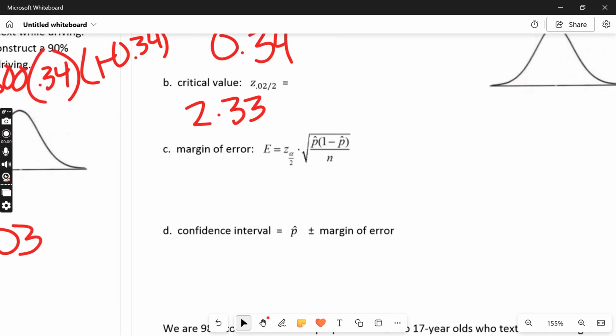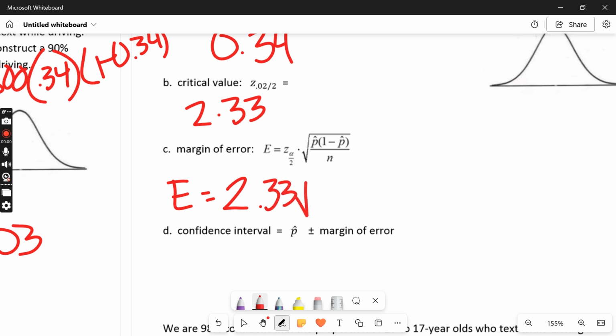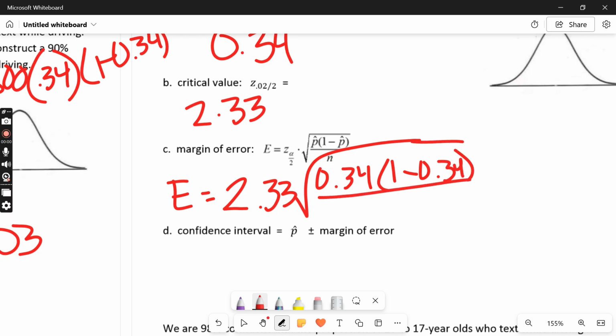Okay, my margin of error, I'm going to have to fill that back in. So it's going to now be 2.33 times the square root of 0.34 times 1 minus 0.34, all over 800. Okay, and when I put that in my calculator and round it to 2 decimal places, I get 0.04. A larger confidence level normally means my error is larger.